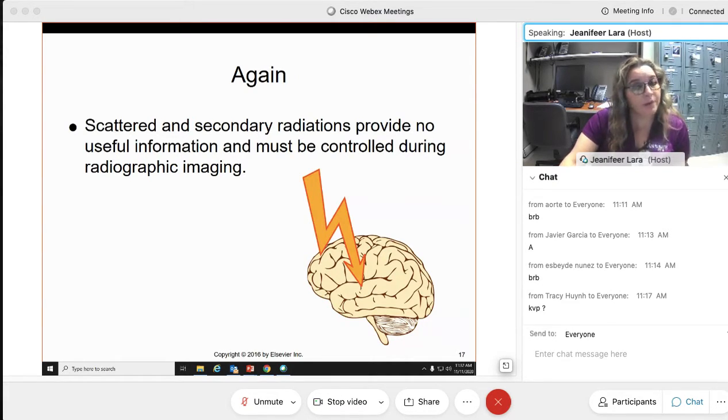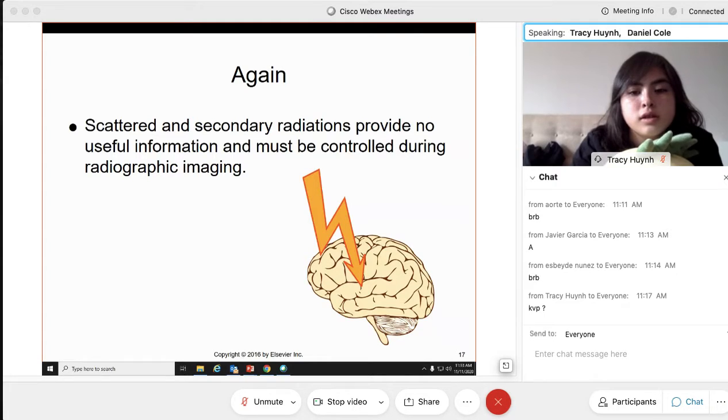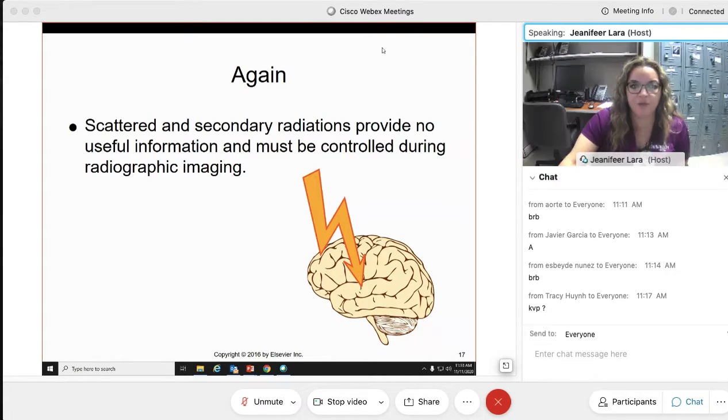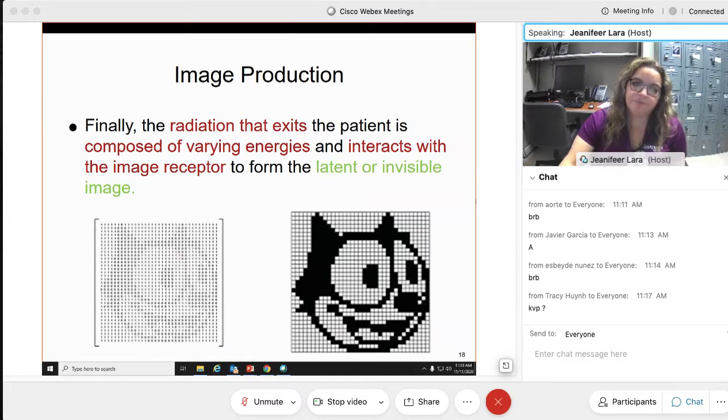We've already learned one way on how to control scatter. If I want to minimize my scatter, what do I need to do to my kVp? Decrease it. Good job. If I want to decrease scatter, I've got to decrease my kVp. That could be easier said than done because if I decrease my kVp, my absorption goes up.